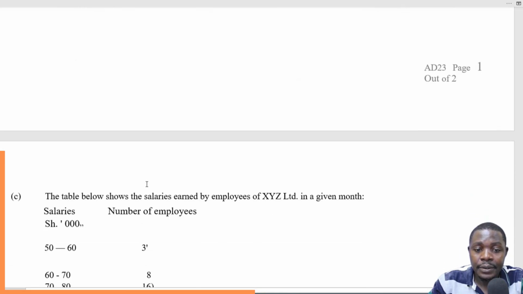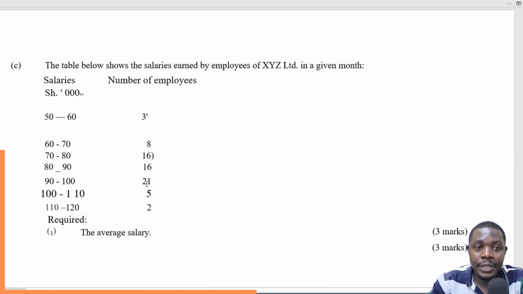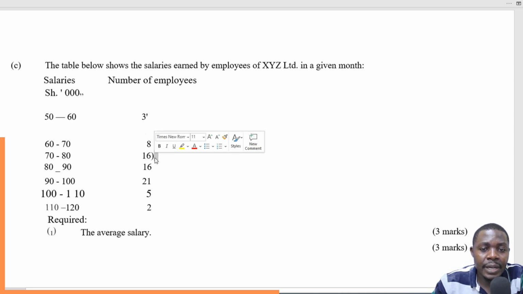All right, now we have this particular data we have been given, part C. We are told the table below shows the salary earned by employees of XYZ Limited in a given month. Salaries are in thousands. The number of employees is the frequency we are going to use here. We have 50 to 60, we have 3. 60 to 70, 70 to 80, we have 16.